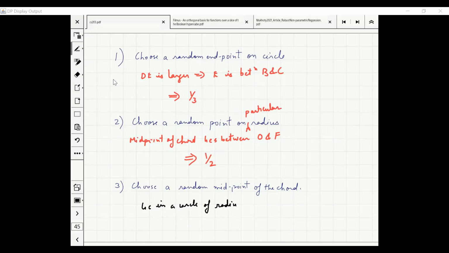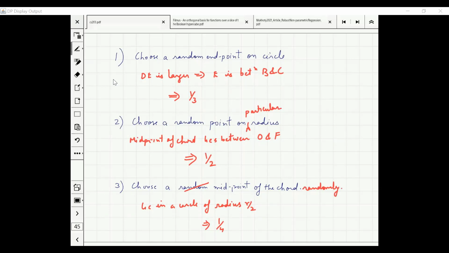Where should the midpoint be in a circle of radius? R/2. What is a random midpoint, sir? Midpoint can only be a midpoint. Yeah, sorry. I should say, choose the midpoint of the chord randomly. That is correct. Thank you very much. That was my mistake. That's how I should put it. Is that clear now? Yes, sir.